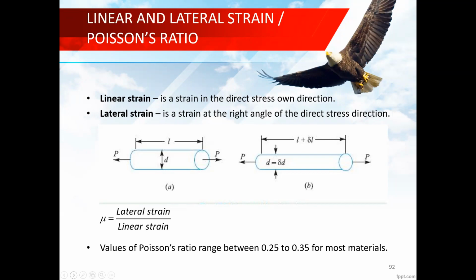Ito, L plus delta L. So, diameter, mag-reduce siya. So, the ratio is the lateral strain divided by the linear strain. So, values of Poisson's ratio range from 0.25 to 0.35 for most materials.